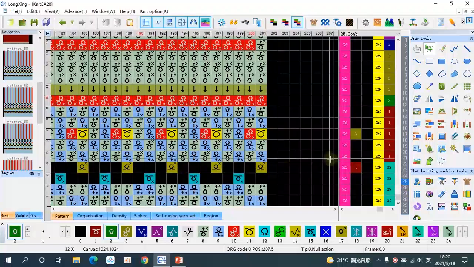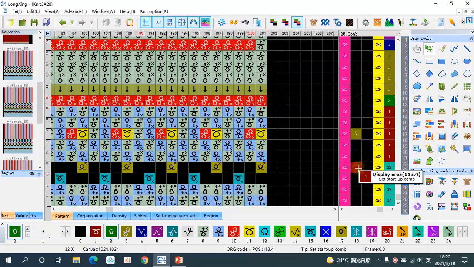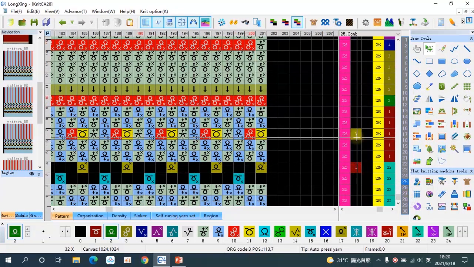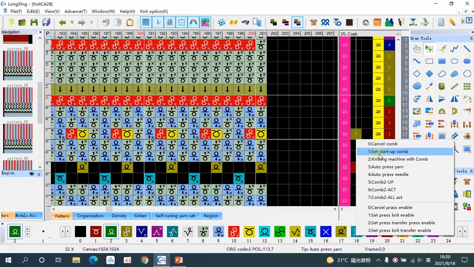There is a color 1 and color 3 mark, then right click. Now you can see the color 1 is set start up comb. It means the comb will hook elastic yarns after this line is knit. Color 3 is auto press yarns.